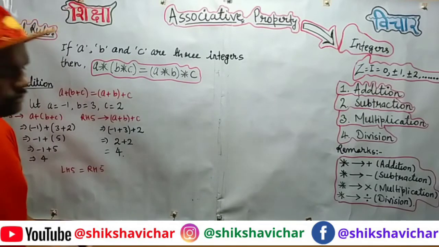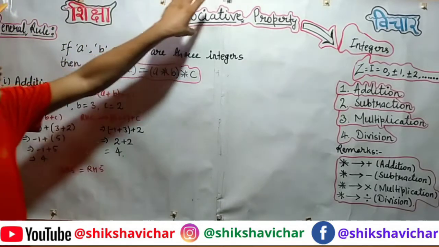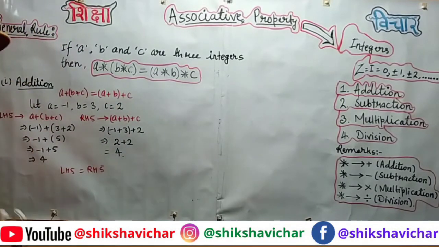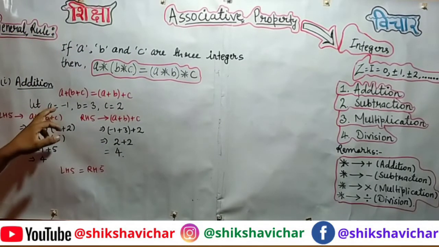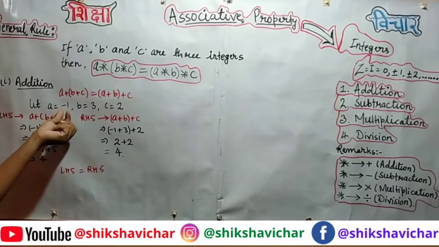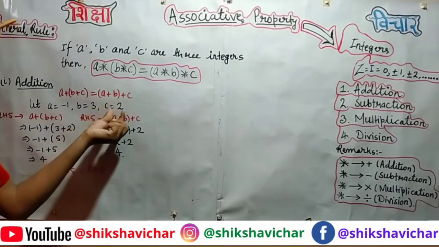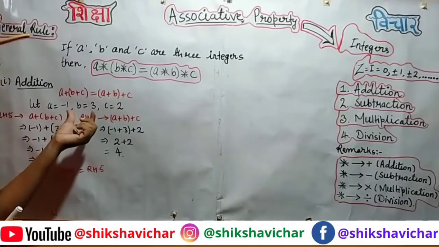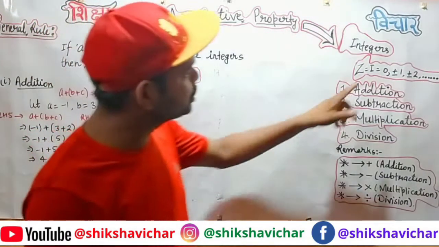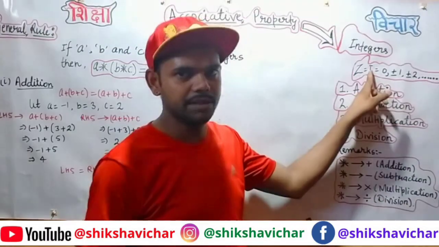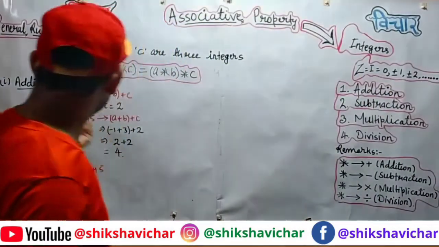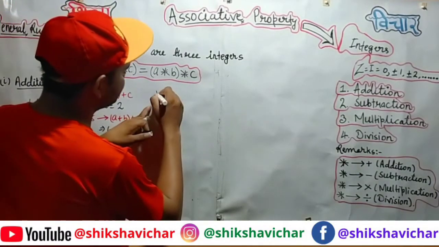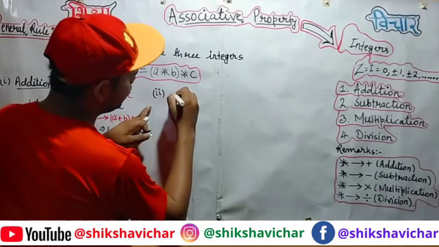What does it mean? It means that associative property for integers over addition is satisfied. You can choose other numbers instead of -1, 3 and 2, but the condition is that whenever you are choosing these three numbers, you must choose those numbers from the set of integers. So this was the first case. Then we are going to discuss the second case, called subtraction.